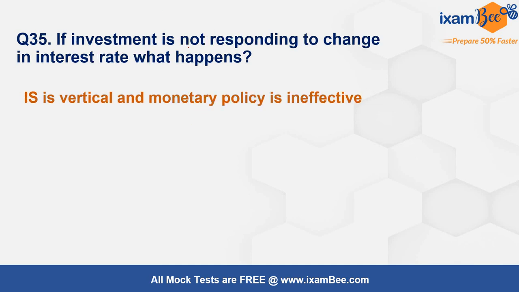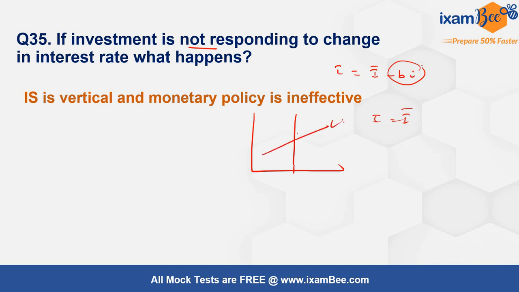Next question was that if investment is not responding to change in interest rate, what happens? If investment does not respond to change in interest rate, that means this term would become 0 and you have I equals I bar, and in that case your IS curve will be a vertical line. It is not responsive to the interest rate, and the LM curve is the usual upward sloping, and in that scenario monetary policy becomes ineffective, because even if you do either a monetary expansion or contraction, your output level would remain the same. It is incapable of increasing or decreasing the output level. Hence this should be the right answer.